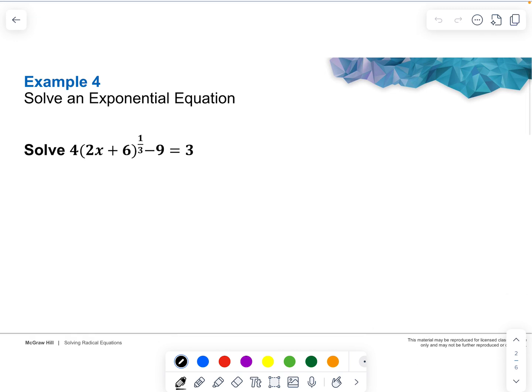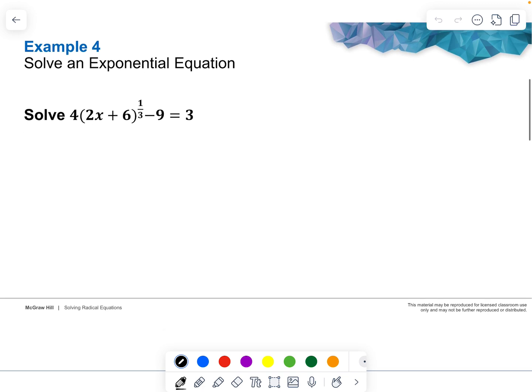In the previous lesson, we solved equations with radicals, and today we will solve equations with rational exponents or fractional exponents, which are also radicals, just not written with the radical sign. So starting with this equation, our first step will be to isolate the exponential part.